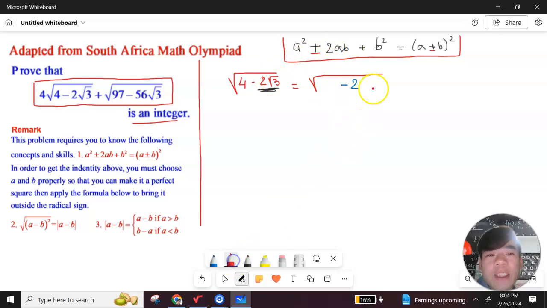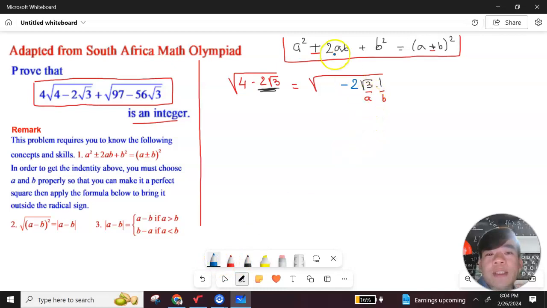So obviously, a could be root 3, and b could be 1, right? Because this is the only case. Root 3 times 1 is going to be root 3. So I already have a and b right here. Keep that in mind. This is my a, this is my b. But I don't know if it's right or wrong. I need to check it.